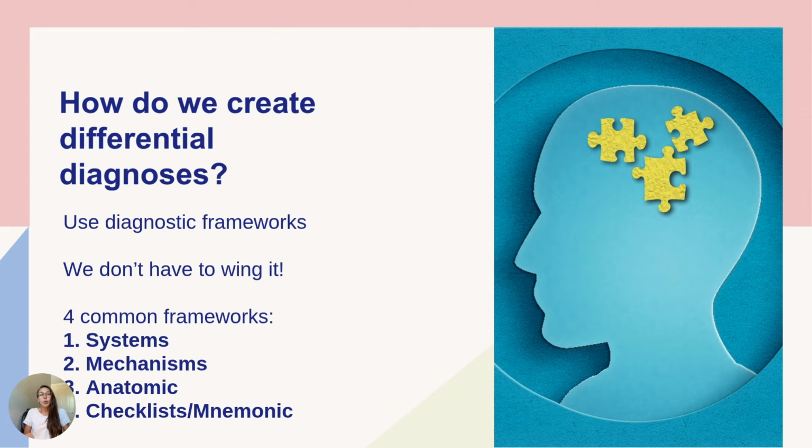So, really, how do we create differential diagnoses, right? We're not winging it, we're not pulling things out of thin air. We use our knowledge base about disease and we create these diagnostic frameworks for various clinical presentations. So, the four common frameworks used in medicine are the systems framework, the mechanisms framework, the anatomic framework, and the checklist mnemonic framework. Again, really important to highlight that it's not a one size fits all.